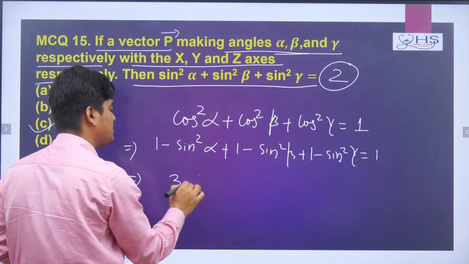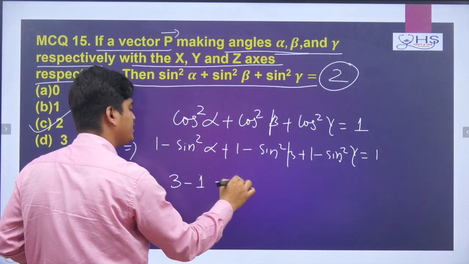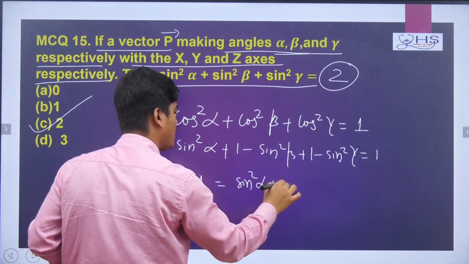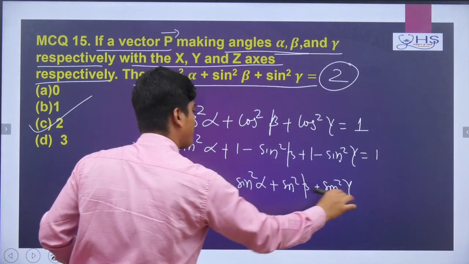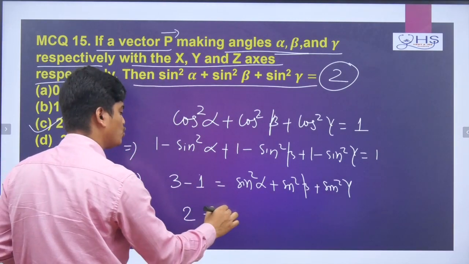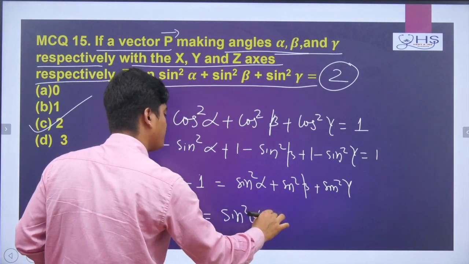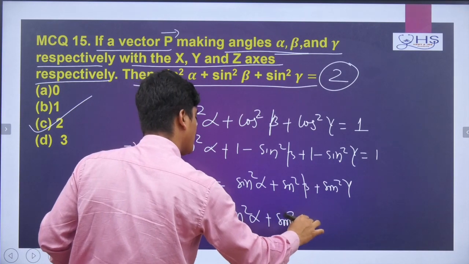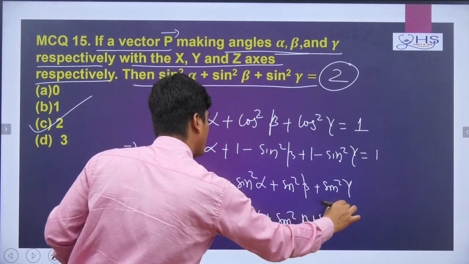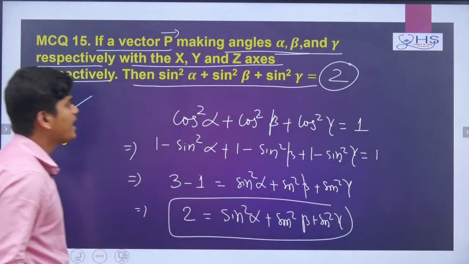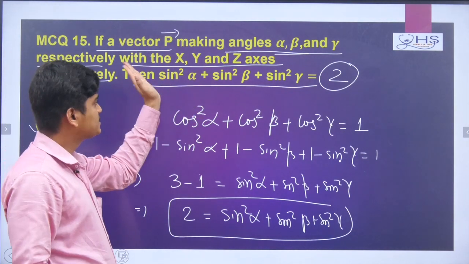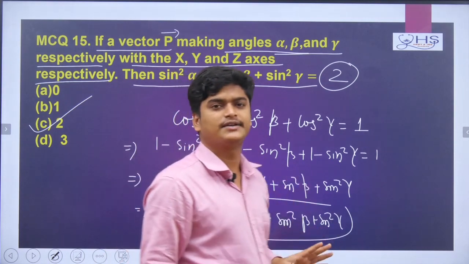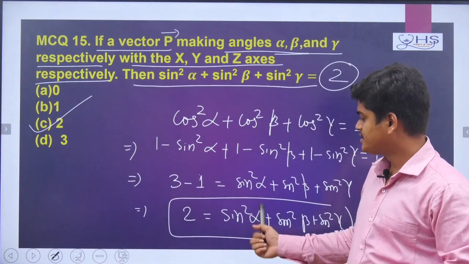1 plus 1 plus 1 is 3, 3 minus 1, and here it will become sin square alpha plus sin square beta plus sin square gamma. Here 3 minus 1 is nothing but 2, and here it is sin square alpha plus sin square beta plus sin square gamma. And alpha, beta, gamma are angles made by p vector or any vector with the x axis, y axis and z axis respectively. Understanding? So this is the way you can calculate.